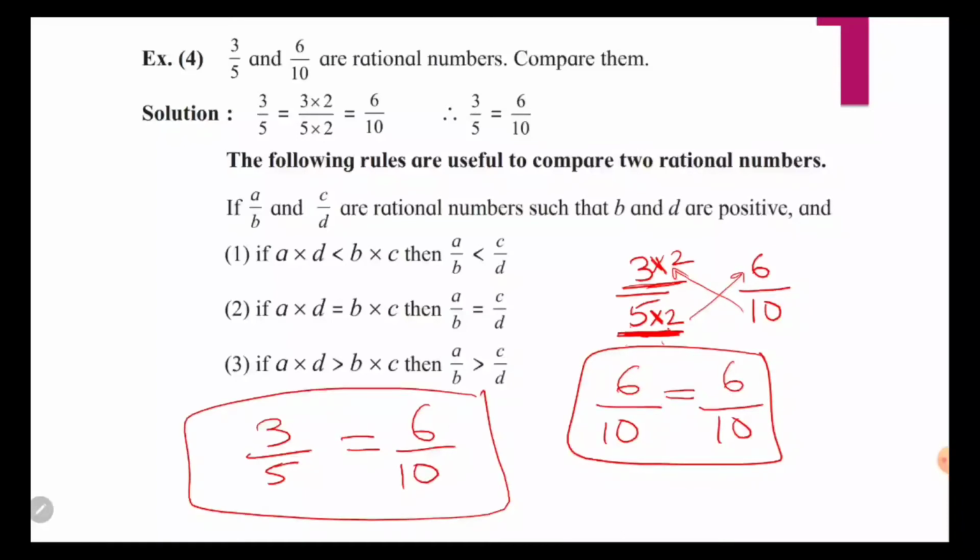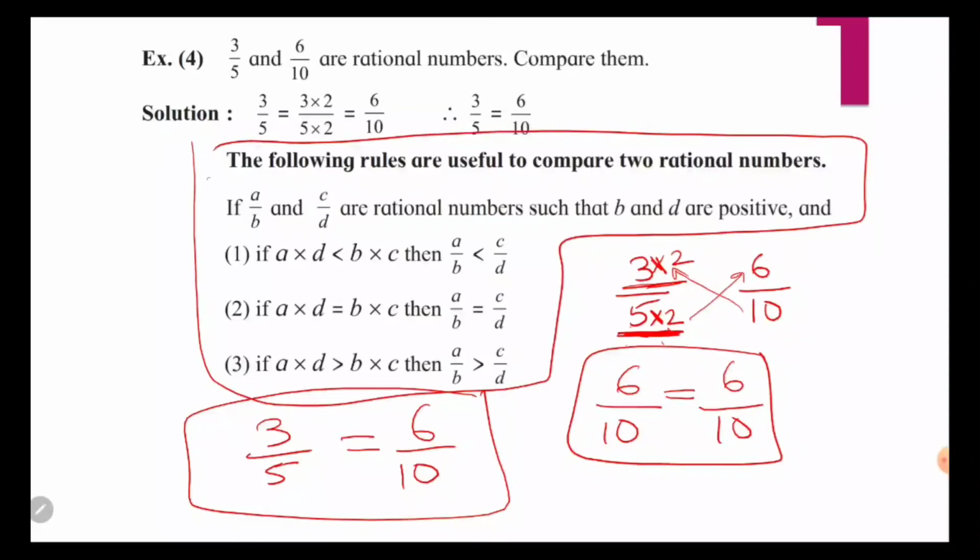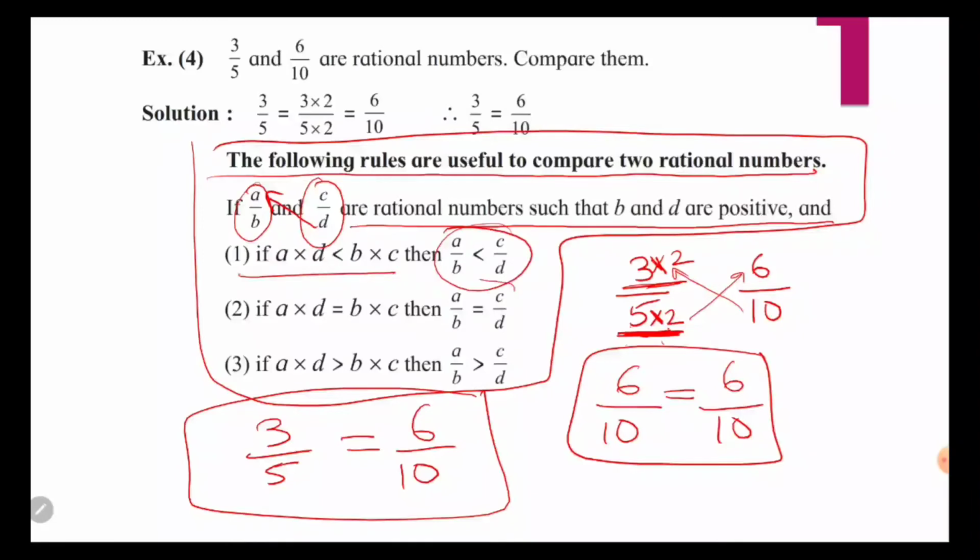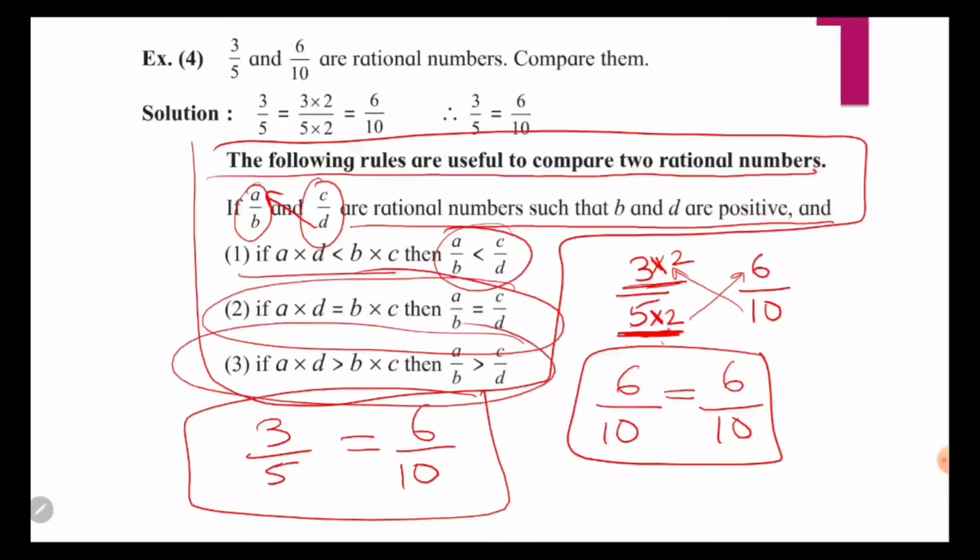Okay, now here are some of the methods given to you all to compare. Okay, the following rules are useful to compare two rational numbers. If a upon b and c upon d are rational numbers such that b and d are positive, then okay, so what you will be doing, you will be cross multiplying it. You will be multiplying a with d and b with c, and then you will be writing this. You have to write these three methods in your notebook. This will be your homework. Okay, all the 4 examples which I have taught you, you have to write in your notebook, and this will be your homework.